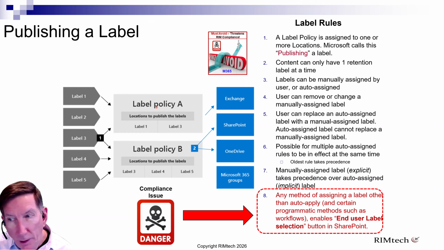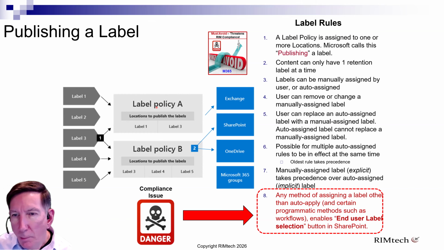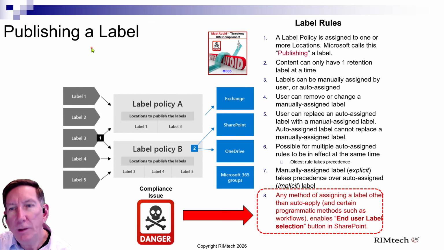When you first deploy SharePoint, it does not have any means of allowing the user to apply a retention label. There's no button on the screen. But the first time you publish a label, any label, the button wakes up. And it wakes up in Exchange, Outlook, and SharePoint. Now the users are in control.